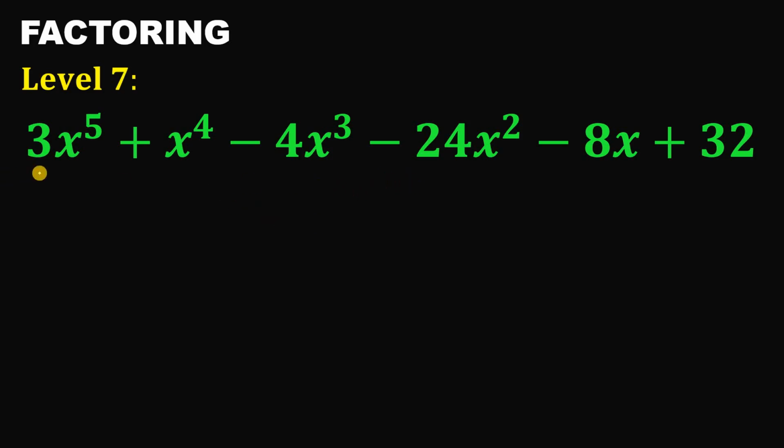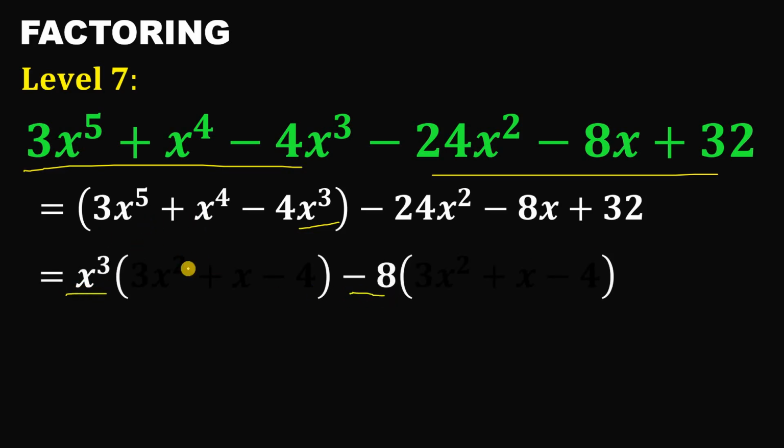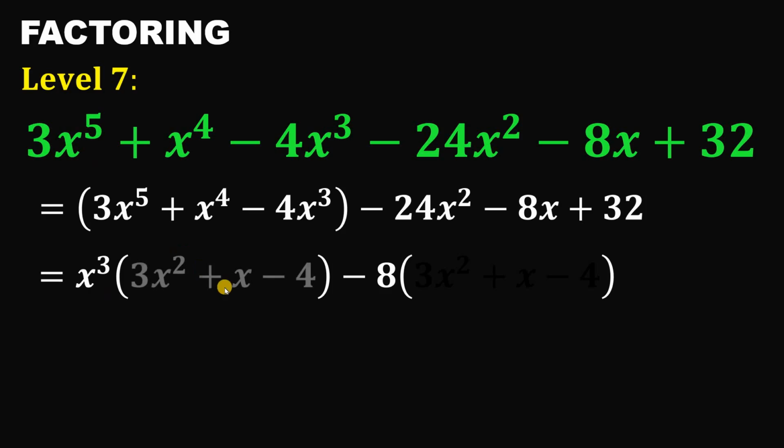Alright, so to answer this kind of question, first, let's group this expression into two groups like this. Because in the first group, we have a common factor of x cubed. And in the second group, we have a common factor of negative 8. Now, if we factor out x cubed and negative 8, we get something like 3x squared plus x minus 4 in this expression.